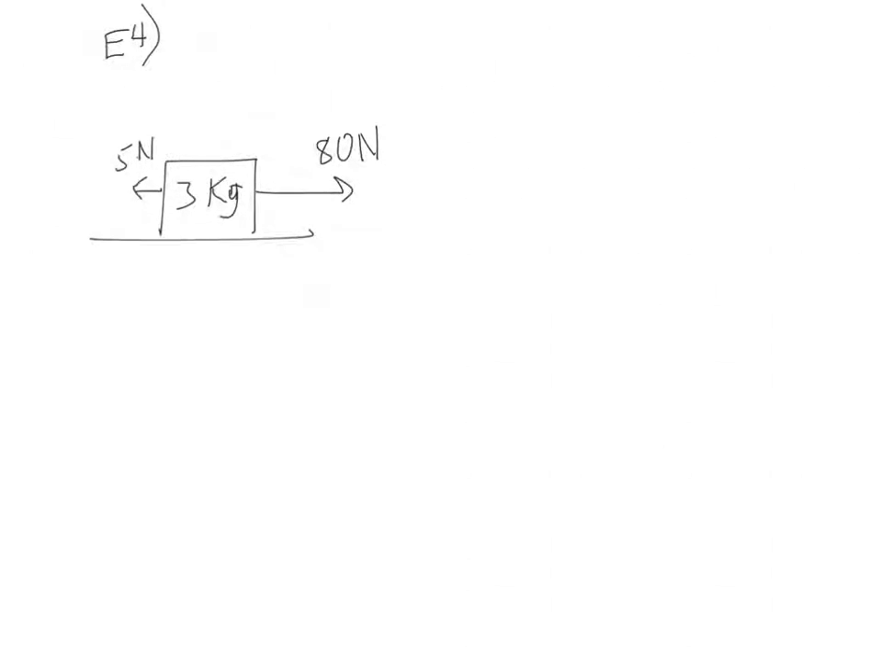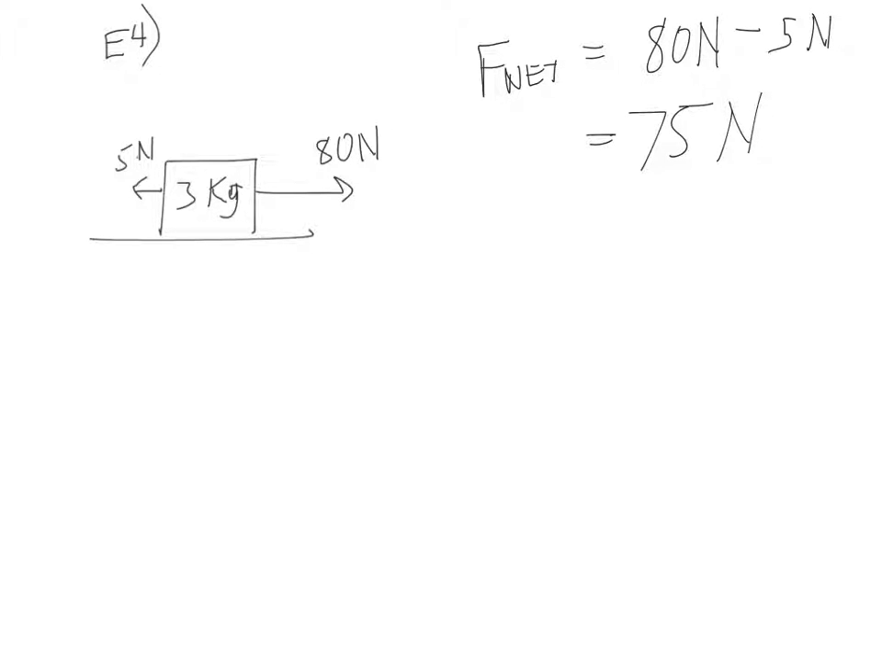In exercise 4, similar to exercise 1, we're given some forces acting on a block of a certain mass. In this case, we have multiple forces. So the net force is going to equal the sum of all those forces. In this case, we have 80 newtons pointed one way, and then 5 newtons pointed the other way. So to find the net force, we take 80 minus 5 because they're opposing each other. One is pushing one way, the other is pushing against it in the other direction, giving us a net force of 75 newtons. And we know the mass is 3 kilograms.